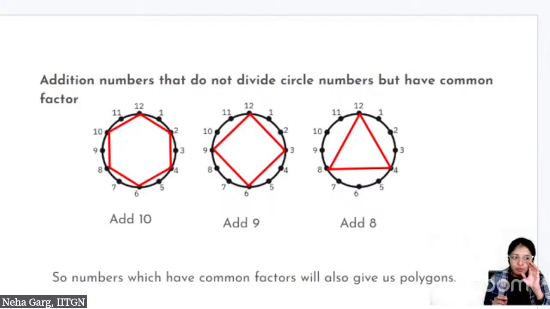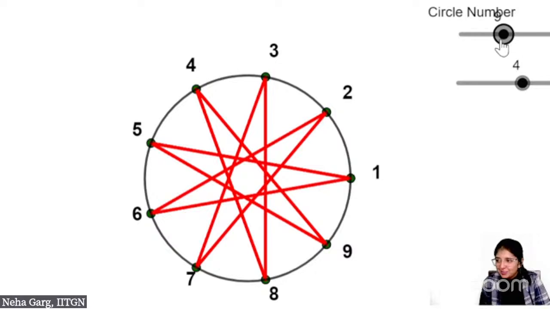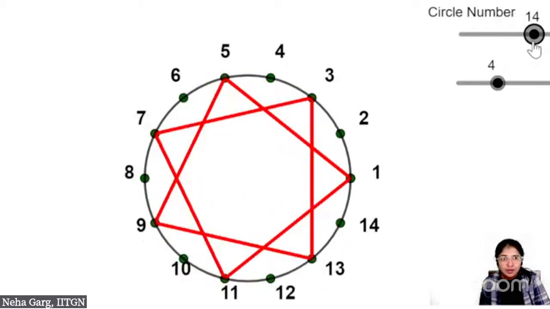So in the case of the 12-point circle, we always got a regular polygon. So this might make us think that we will always get regular polygons. But here is one example. So let's say I have 14 points on my circle and I have taken the addition number as 4. I am adding 4 every time. Now you can see we have not got a regular polygon but a star. But this star is different from the star we got when we had co-prime numbers.